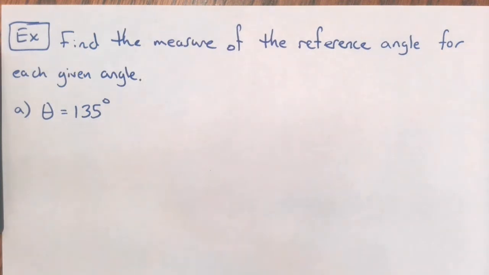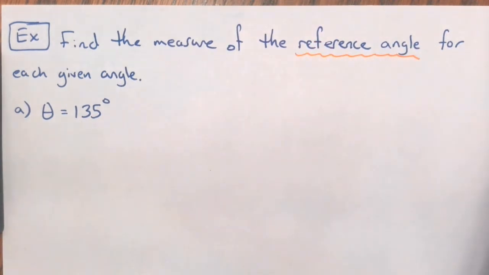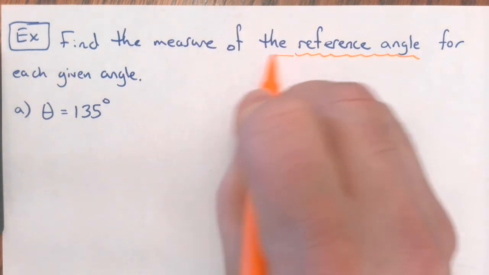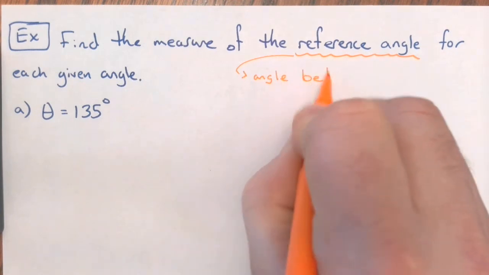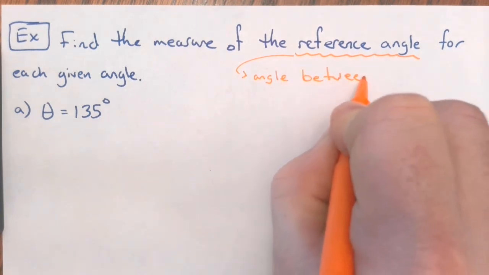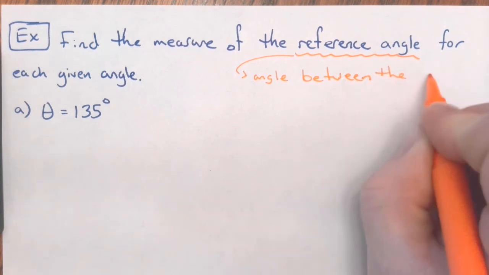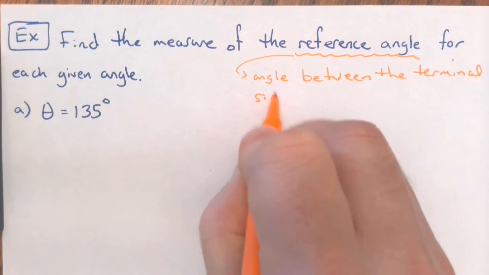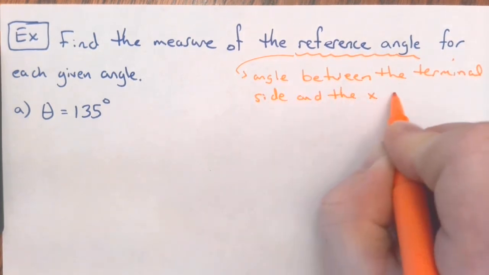Reference angles. We need to talk about what those are and how we can calculate them. A reference angle, that is the angle between the terminal side of an angle and the x-axis.